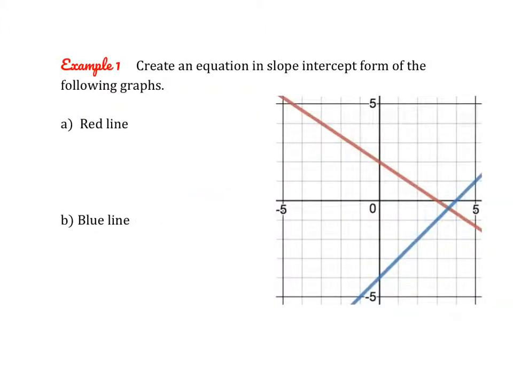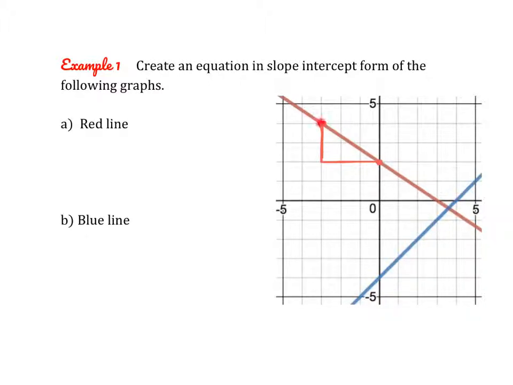So let's try to make an equation for these two lines. Let's start with the red line first. The first thing we can do is look at it and find the slope. Remember, the way you find the slope by looking at your line is by looking for rise over run. Here, we always do rise first, and then run. You could draw in a little triangle.